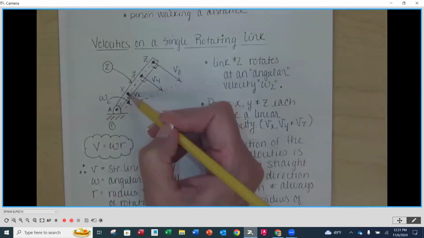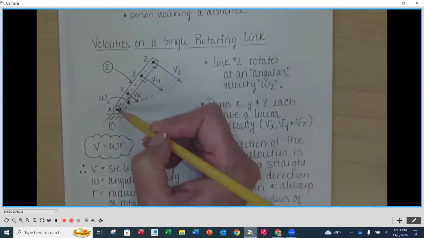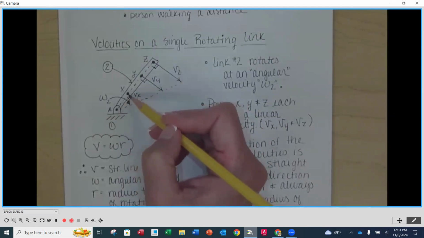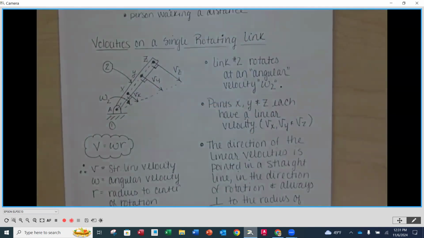So if we look where point X is and we take a line and go directly to the center of rotation, this line right here, our velocities are perpendicular to it. Notice that I use that 90-degree symbol for the direction. So not only do they go in the direction of rotation, but they're perpendicular to that radius back to the center of rotation. That's important for construction when we start looking at graphically drawing these in AutoCAD.